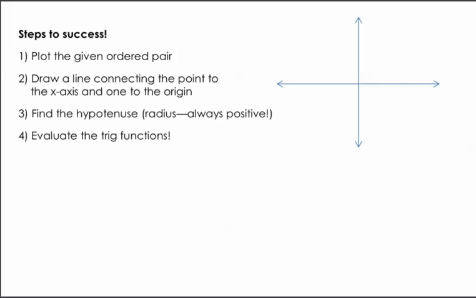So we're going to look at these steps to success. First thing you're going to do is plot the given ordered pair. So you have to know how to plot ordered pairs. Your ordered pair is going to be x, y. Positive is to the right for x and up for y, and negative is to the left for x and down for y. So you're going to plot your ordered pair.